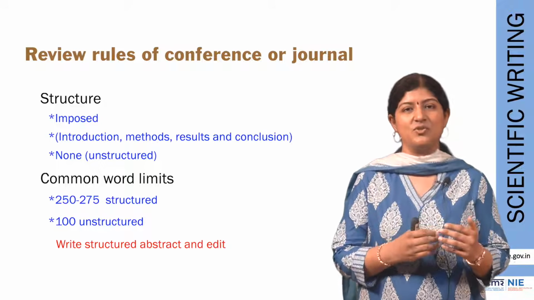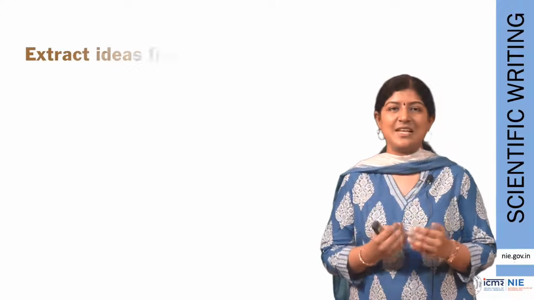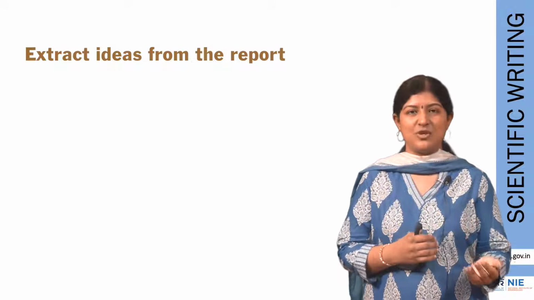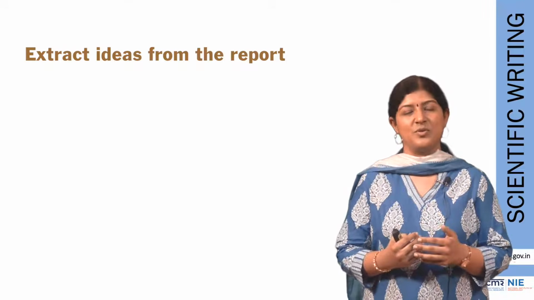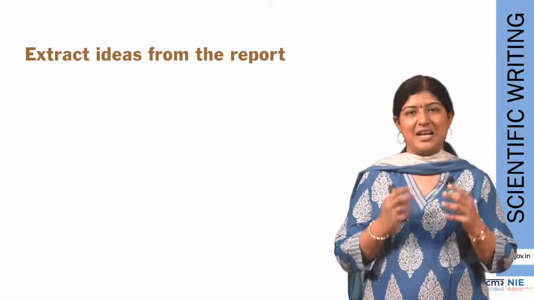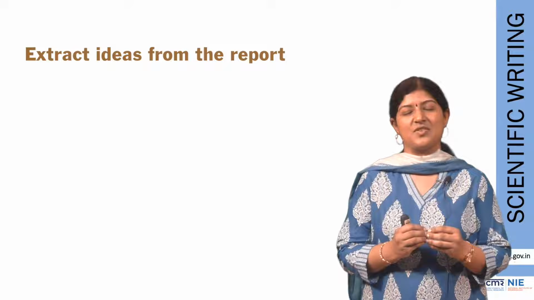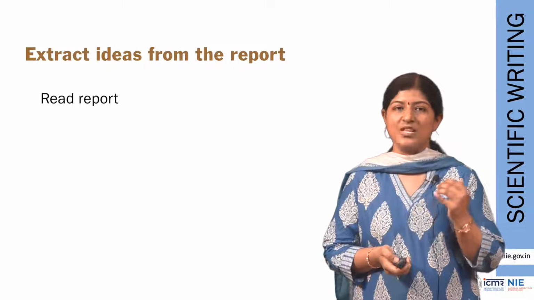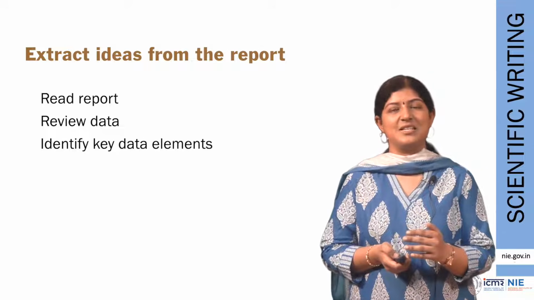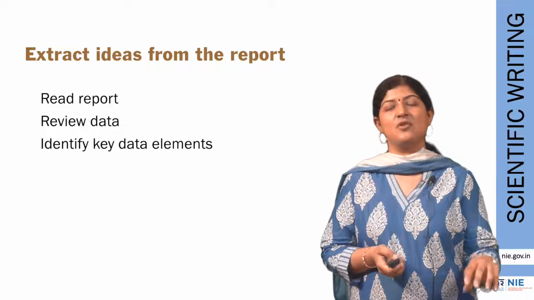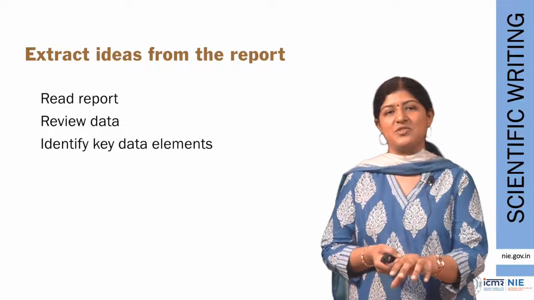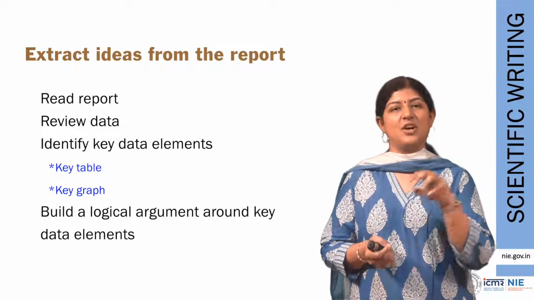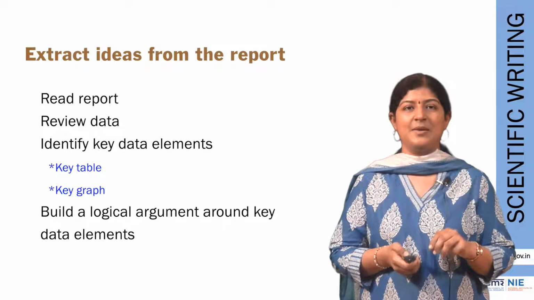After having reviewed the rules of the journal or the conference, the next steps are to extract ideas pertaining to your research question from the detailed manuscript that you have written or from the report that is available with you, and also to put these key elements in the outline as prescribed by the journal or the conference. So while extracting the ideas from the report, you need to again go through the report, review the data, and identify those key pieces of information that you are going to put into your abstract in the form of either a key table or a key graph, and then you build a logical argument around those key elements.